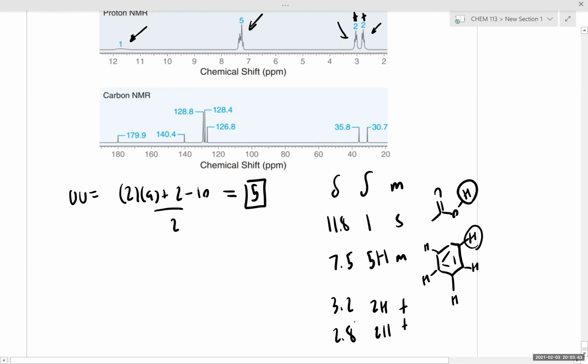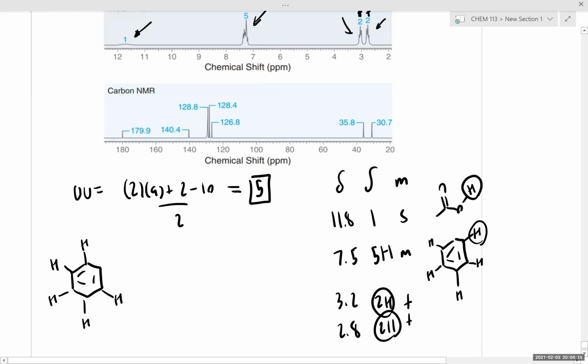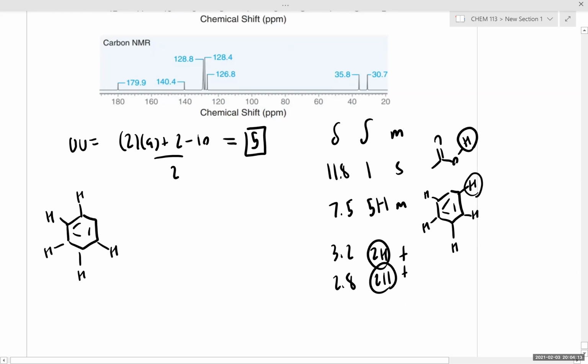Now, what could match these triplets? Right now we know that we have 5 aromatic protons. What could match these CH2 groups, signals of around 3.2 and 2.8, considering that we have a carboxylic acid and an aromatic ring? What could we assign these signals to? Any suggestions? What are 2 hydrogen fragments that show up from 2.8 to 3? What are some plausible fragments?